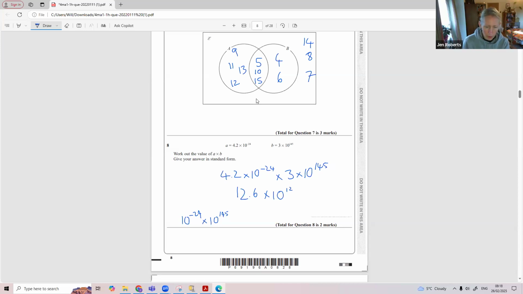That's not in standard form though, because that 12.6 is above 10. So let's divide that by 10 to get 1.26. Because we made that 10 times smaller, you need to make this 10 times bigger. So it'd be times 10 to the power of 122.